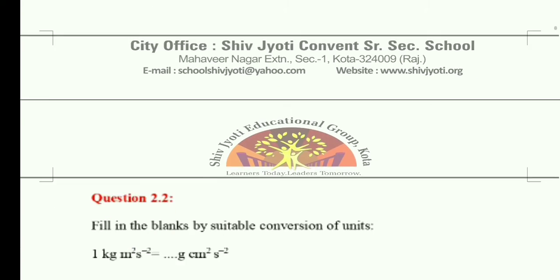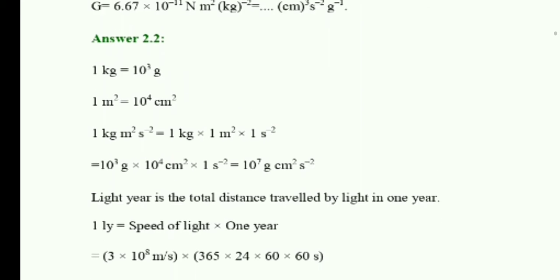Now come to the second question. Question number 2, again this is a fill in the blank type question. We have to convert these units. First, 1 kg meter square per second square equals dash gram centimeter square per second square. 1 meter equals dash light year. 3 meter per second square equals dash kilometer per hour square. And G equals 6.67 into 10 to the power minus 11 newton meter square per kg square equals dash centimeter cube per second square per gram. Now solve one by one.